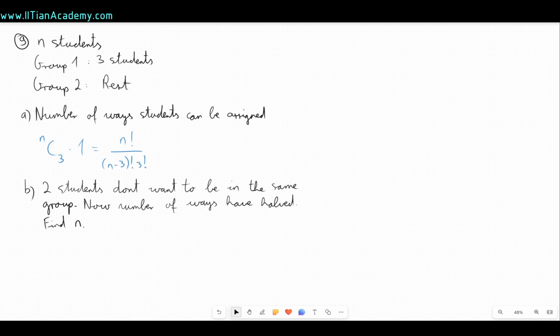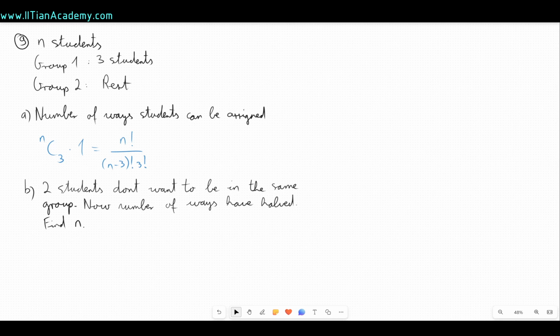So in part B, we are told that now two students ask the teacher to be placed in different groups. So one of them wants to be in group 1, the other in group 2. And the teacher finds now that the total number of ways they can make the group has halved. And we need to find the value of n.